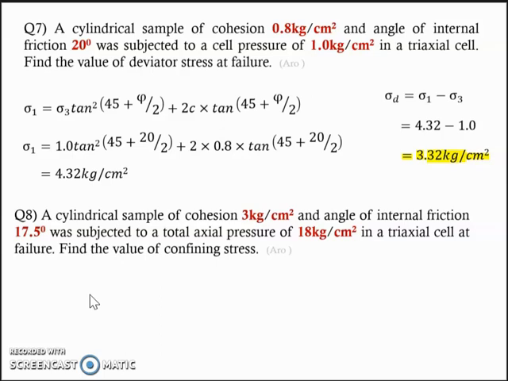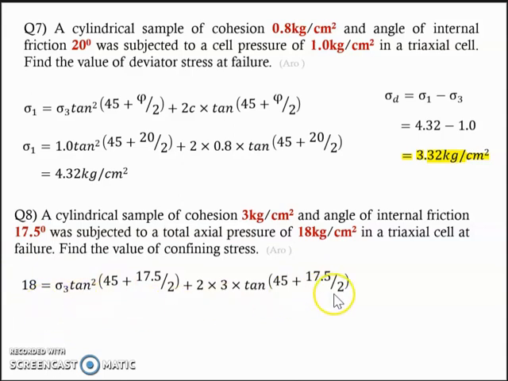So in this particular question, the unknown value is sigma 3. Sigma 1 is known, cohesion C is known, and phi, angle of internal friction, is known. You can use the same expression, but the unknown is sigma 3. So solving, you'll get sigma 3 equal to 5.28 kg per centimeter square. I would suggest you work all these problems on your own and check whether you are getting an answer quite similar to the one displayed on the slide.